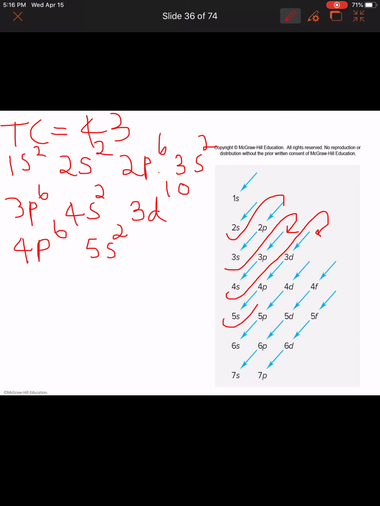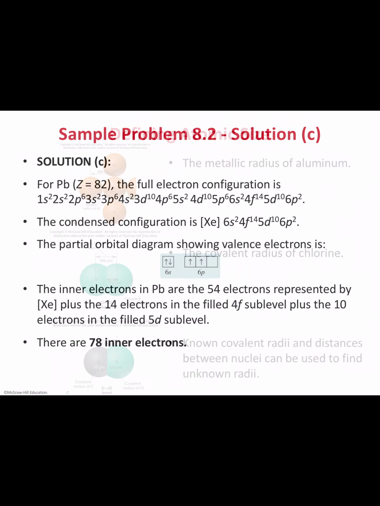After that comes 4d. So 38. How many more do we need to get to 43? We need 5 more. So 4d will fill up to 5. That will make it 43. Isn't it? I hope I did my counting correctly, but let's go back and see.